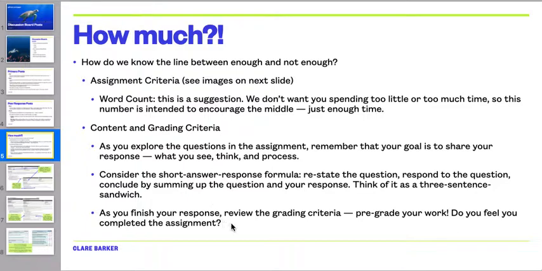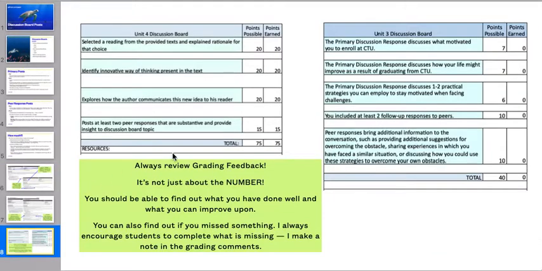And as you finish your response, consider heading over to review the grading criteria. Pre-grade your own work. Do you feel you completed the assignment? So I'm going to skip over to that really quick because we usually have these grading criteria, and it will give a description and how many points it's worth, and then at the end it'll say how much. So for example, this is from one course where it's worth 75 points for that discussion board. This is from UNIV104 and it's worth 40 points overall.